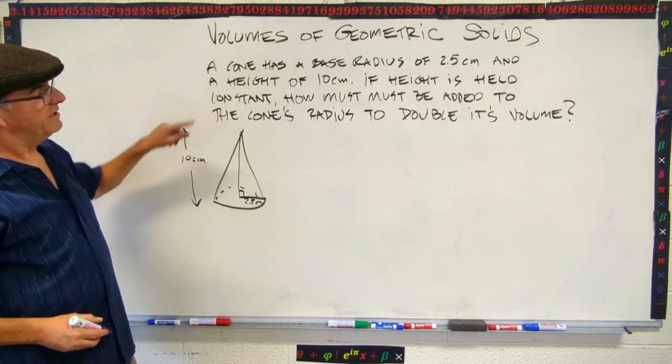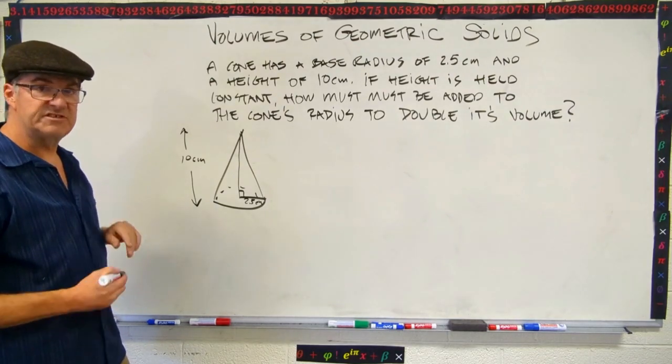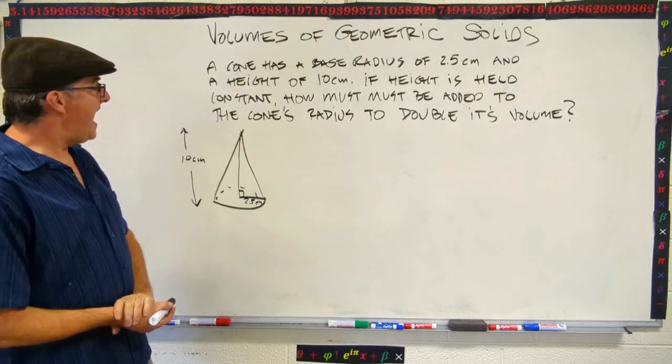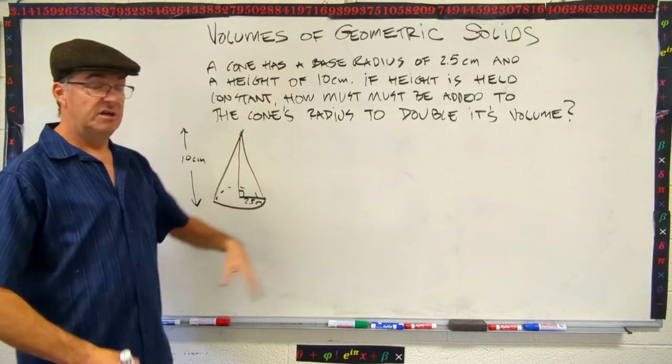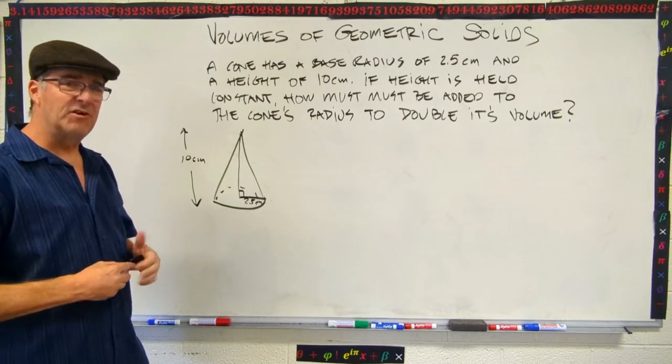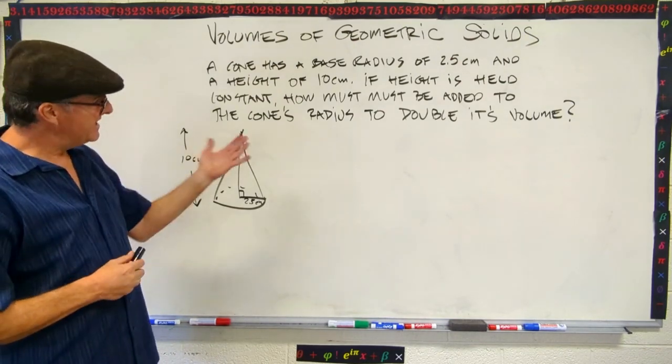Now here's the question. If the height is held constant, in other words, we're not going to change the height, how much must be added to the cone's radius to double its volume? So pause the video and think about that for a minute. What are you going to have to do to answer that question?